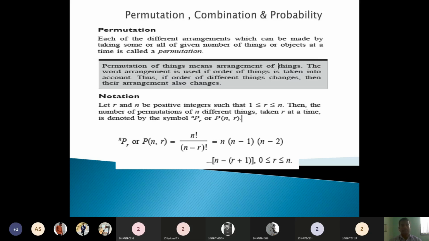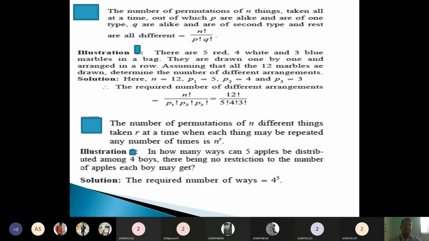n factorial means, for example, if you take some particular number, 5 factorial means 5 into 4 into 3 into 2 into 1. Like that you can take it up, and keep it in mind that 0 factorial is not 0. 0 factorial is 1, and 1 factorial value is also 1. Keep those values in your mind. We'll see a few more examples.